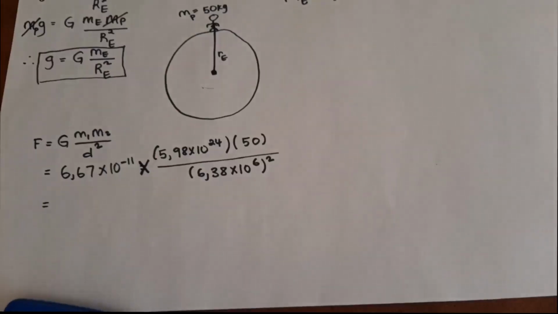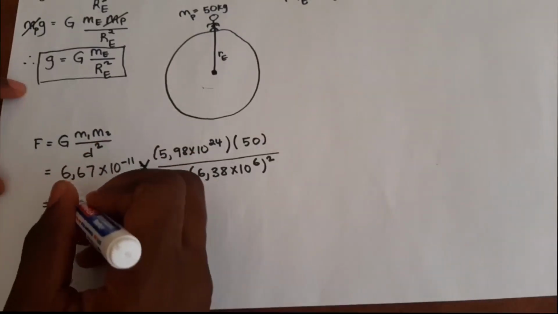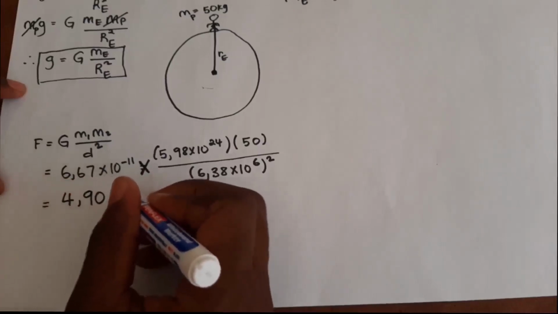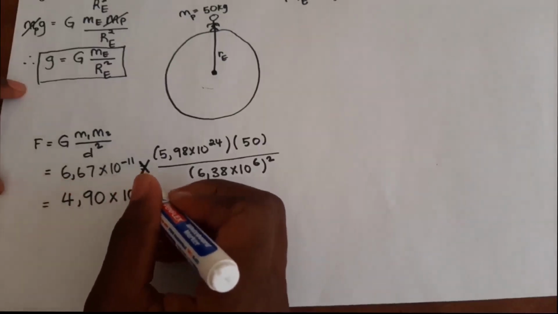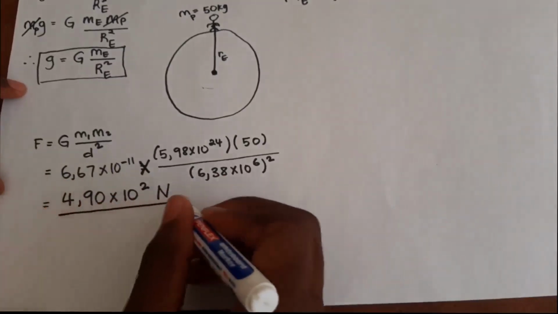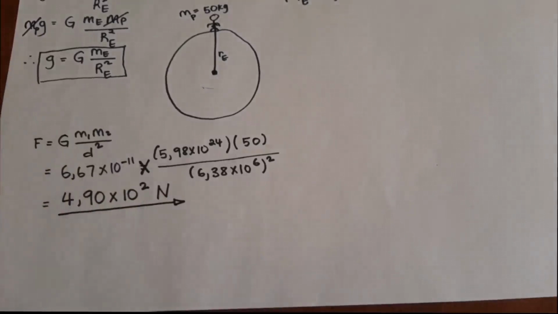4.90 multiplied by 10 to the power of 2. That's our force there. That's our force, 4.90 multiplied by 10 to the power of 2 newtons. And that's how it goes. Okay, so that's our answer.